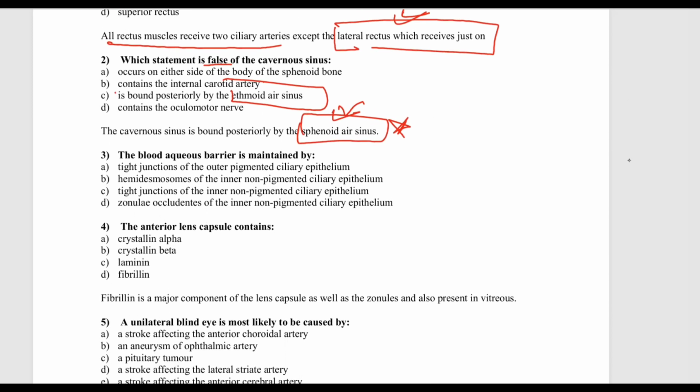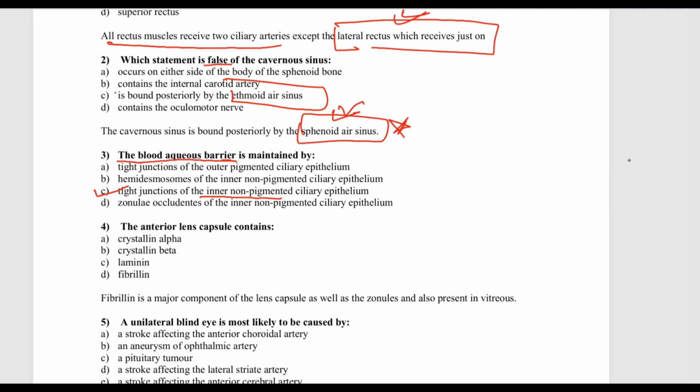The next very important MCQ is the blood-aqueous barrier. The blood-aqueous barrier is maintained by, the options are: tight junctions of the outer pigmented ciliary epithelium. Remember the difference of pigmented and non-pigmented; this is very important in this MCQ. Hemidesmosome of the inner non-pigmented ciliary epithelium, tight junctions of the inner non-pigmented ciliary epithelium, and zonula occludens of the inner non-pigmented ciliary epithelium. So the correct option here is the tight junctions of the inner non-pigmented ciliary epithelium.